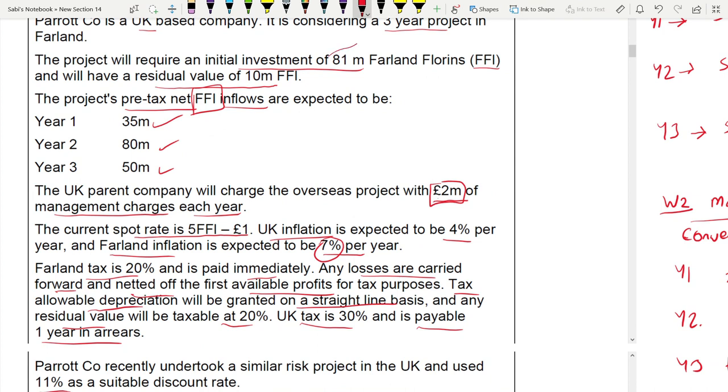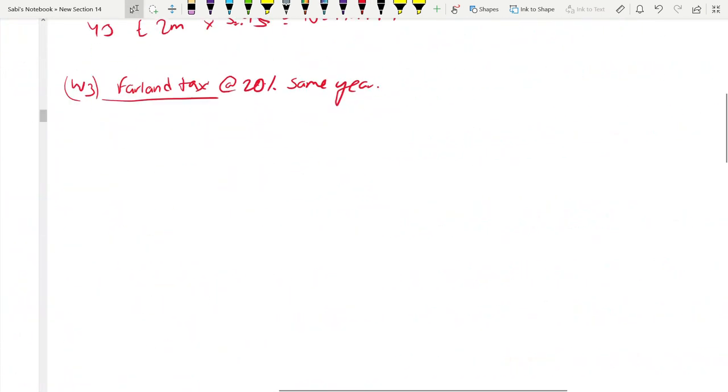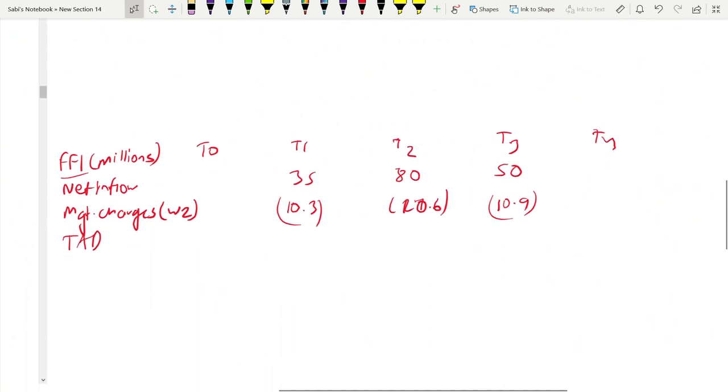Initial investment, if you see, it is 81. So just do 81 divided by 3. You will get it, which is 27. That means all the 3 years, it is 27. Because this is straight line basis, you do not need a separate working. If it was a reducing balance, yes, a separate working was required. So you deduct 27, 27 and 27. Now you get the amount.